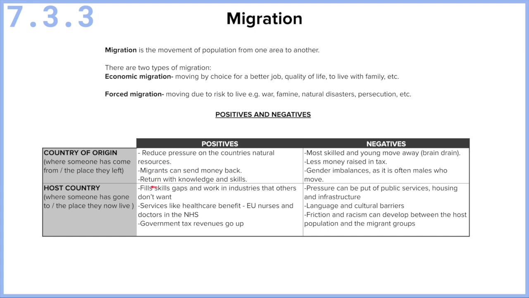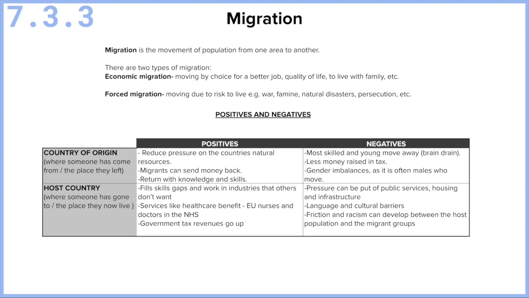The positives for the host country, so the country that they've gone to, well, a lot of people come because there's a gap in the market. So if we take that crop picking, we have a lot of Eastern Europeans, such as Polish people, coming over to pick crops. And that's because people in the UK don't want to do it. It's not a high-paid job, and therefore we need people to do it, or we wouldn't have the food, so we get people in from other countries to do it.